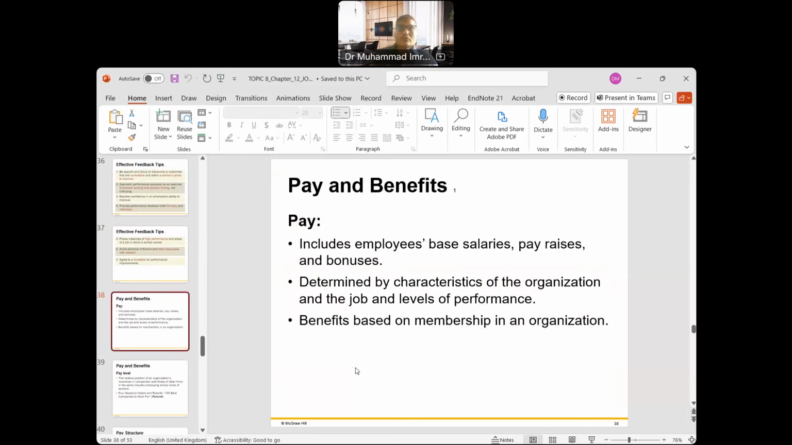So next we move to the fourth one, pay and benefits. The last one was the third one. In simple meaning, we consider reward and compensation, pay and benefits. Pay includes employee salaries, pay raises, and bonuses, determined by characteristics of the organization and the job and the level of performance. On the basis of performance, we give them pay. Benefits are based on membership in the organization. If they are members, sometimes we also give them some benefits.